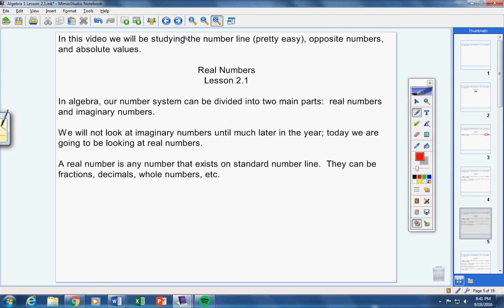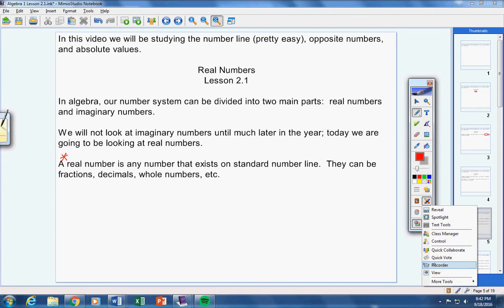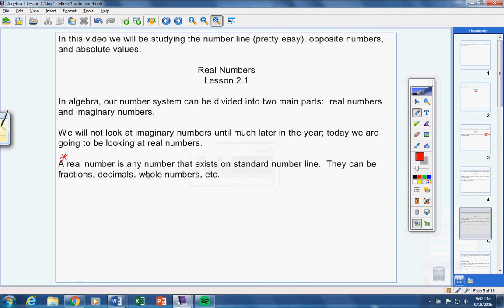A real number is any number. I would definitely copy this down. A real number is any number that exists on the standard number line. It doesn't matter if they're fractions, decimals, whole numbers, etc. Okay? That does not matter. So a real number is any number that exists on our standard number line. Positive, negative, it doesn't matter.